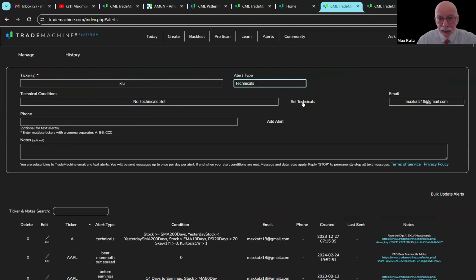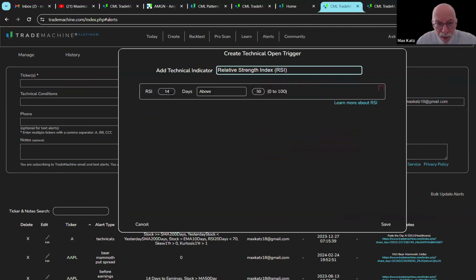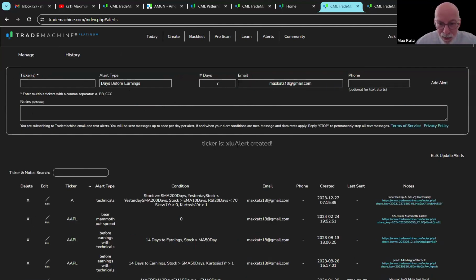So I click on set technicals and look down, and we want the RSI, and we want the RSI 14. You can set that. We want it above 60. And let's just assume that was the only technical close condition. I can then save it there. Okay, we see it on an alert for XLU, RSI 14 above 60, and then I will click Add Alert, and ticker is XLU, alert created.